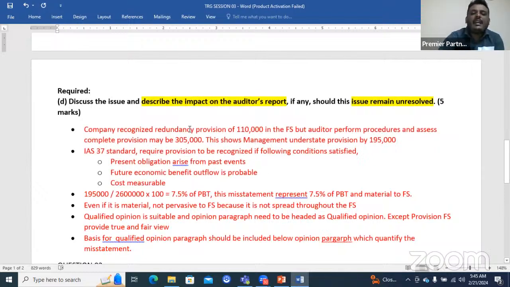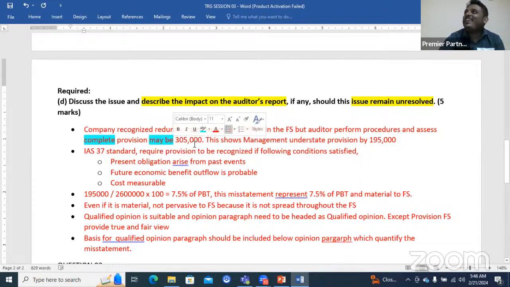Company recognized a redundancy provision of 110,000 in the financial statement, but the auditor performed procedures and assessed the completeness of the provision. See the assertion. Why do I use the verb 'may be'? That is also the auditor's estimate only. That's the limitation of external audit: the auditor also uses judgment, management also uses judgment. As per management judgment, it is 110,000. As per auditor's judgment, it is 305,000. So I'm saying the problem with completeness of the provision may be, yes, because that is also a judgment.